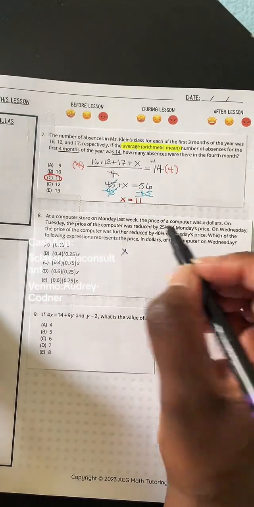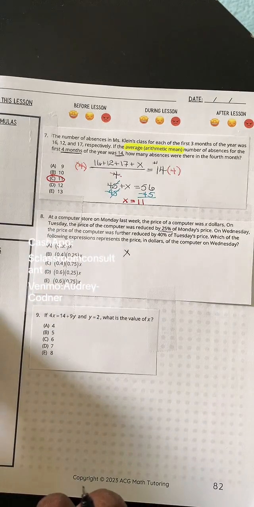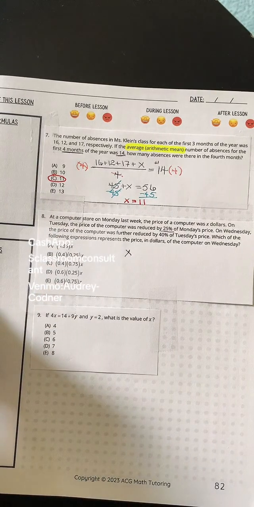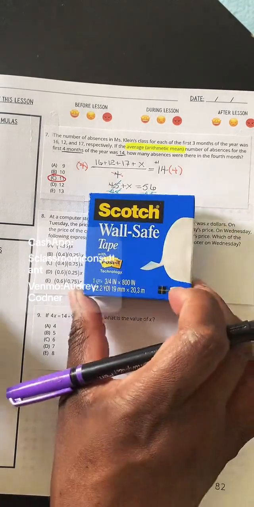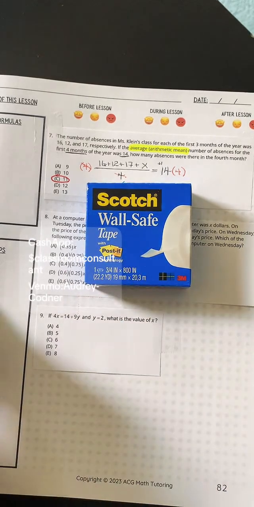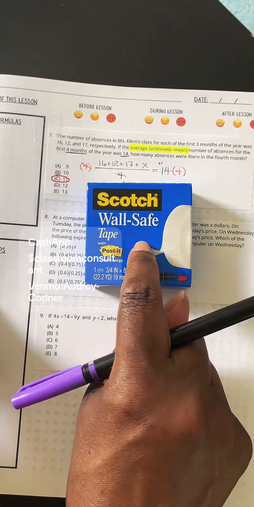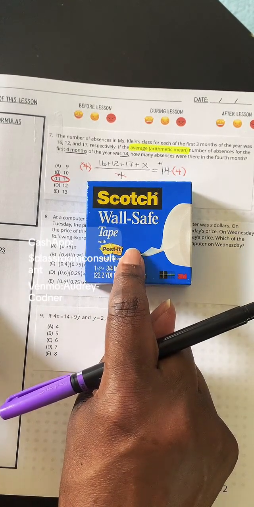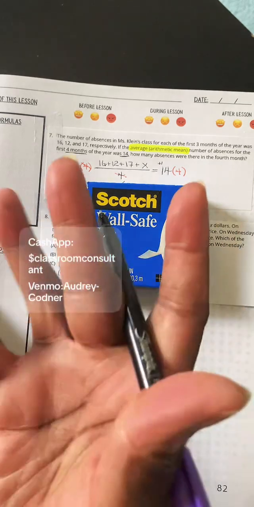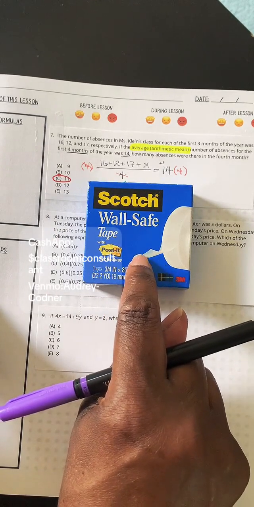Okay? So if 25% is coming off of an item, let's say, I don't know why I have this tape, but I have some kind of tape, right? So say that this is 25% off. How much of a percent is still on the product? If 25% is coming off, how much remains on the product?